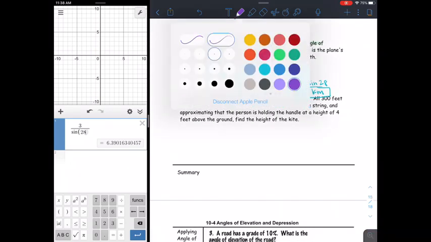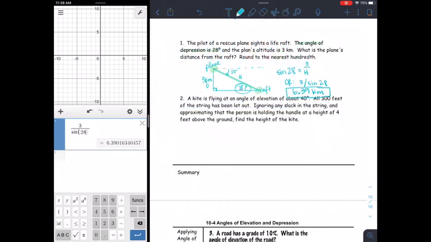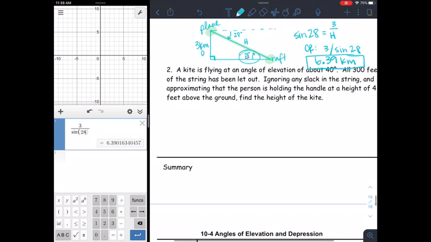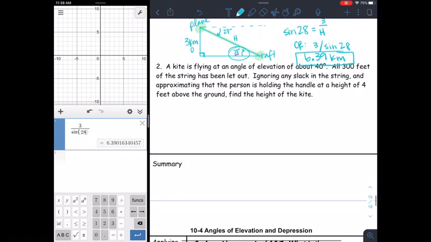All right, next piece here says a kite is flying at an angle of elevation of about 40 degrees. All 300 feet of the string has been let out, ignoring any slack in the string, and approximating that the person holding the string is at a height of 4 feet above the ground. Find the height of the kite.